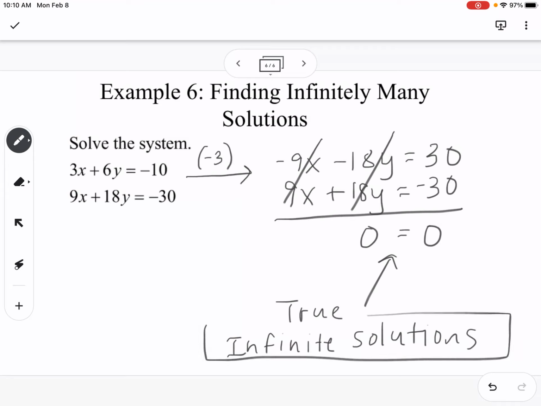Okay, so that is a review of how we solve systems with two variables. Let me know if you have any questions.